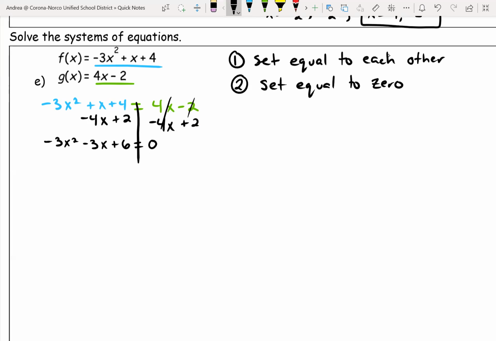I like to factor, like I said. You may not like to factor, in which case you can use the quadratic formula here to solve this. If you really want to, you can complete the square. Those are your options. I'm going to factor out the GCF. What can all three be divided by?